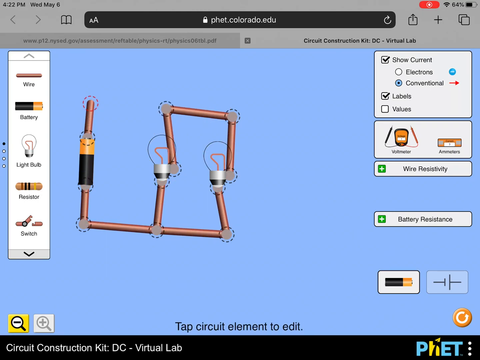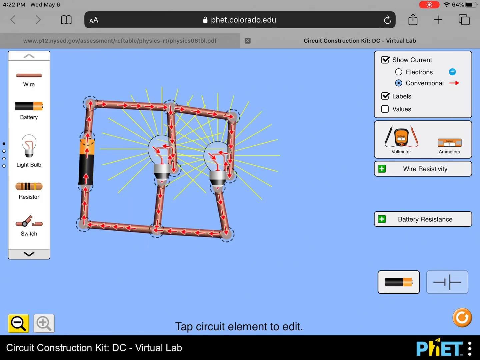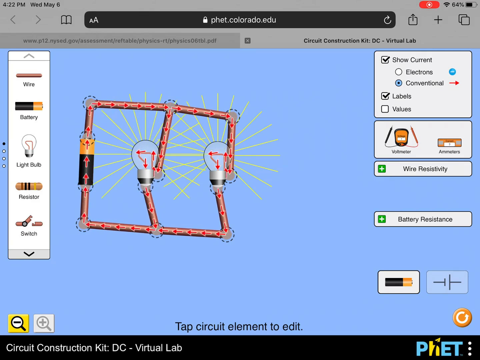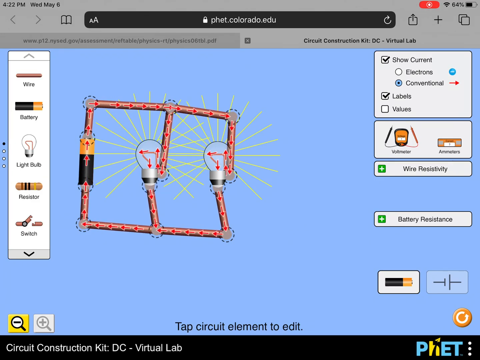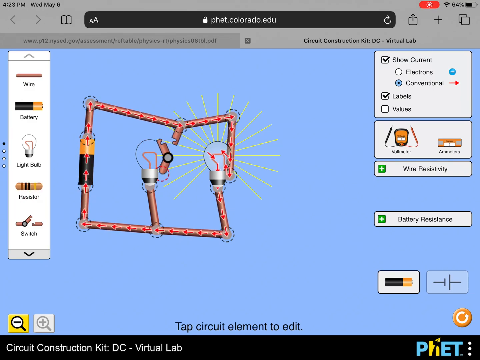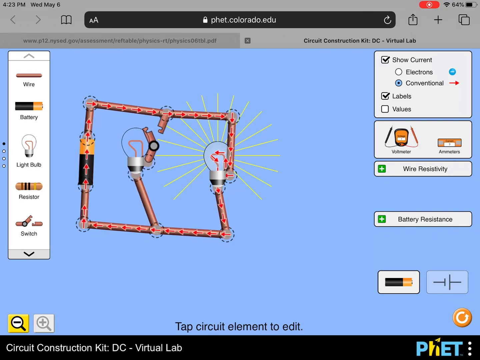So if I get rid of this, think about where I can put a switch so that it only turns off one of the lights. It doesn't matter which one, just pick one. Like I said, right before the current reaches that object, throw a switch in there. What that'll do is let you control whether or not current goes through there.